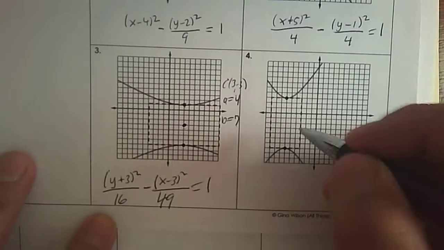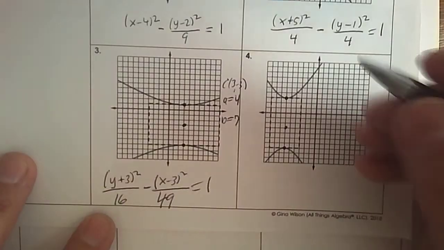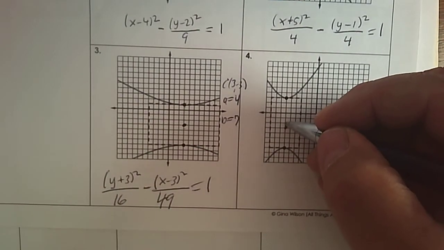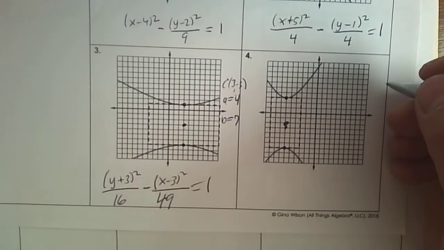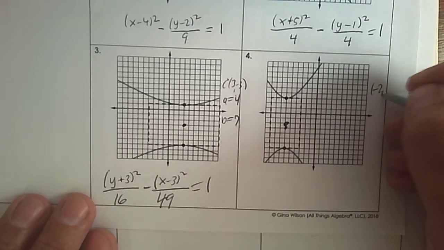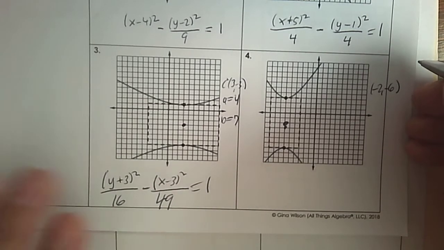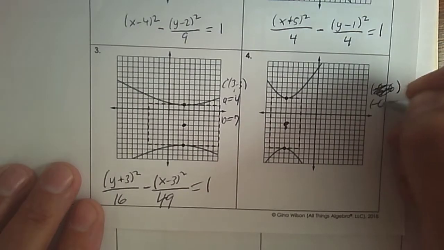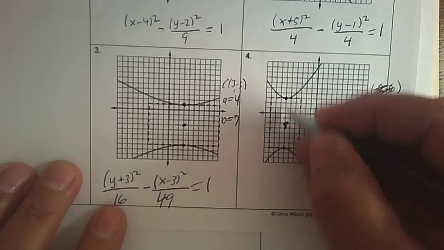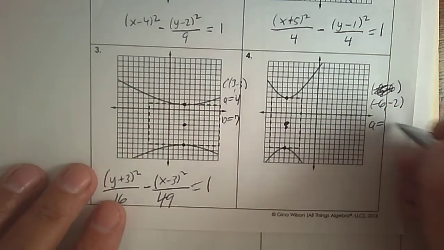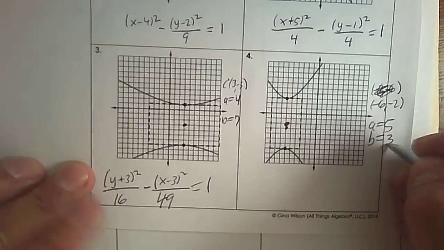Number 4, what's the equation of this hyperbola? Find the center. So see the vertices, find the middle of them. And go, what's the distance up and what's the distance down from that right there in the center? So first of all, the center is at -2, -6. Or -6, -2. It's a vertical, so our a, what's the distance up or the distance down, and count it, that's 5. B, what's the distance to the right and left, that's 3.